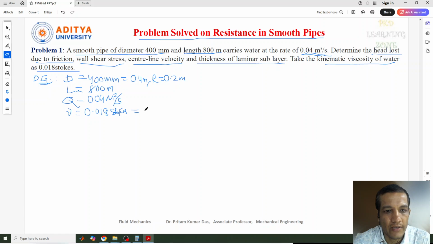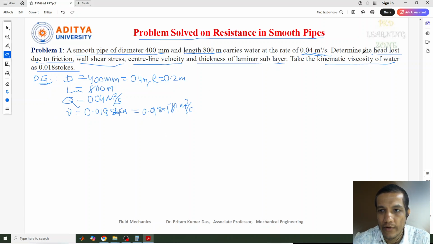So let's convert this one: 0.018, and that we can write 10 to the power minus 4 actually. We need to first convert into centimeter square, like this, stoke equal to centimeter square per second. The centimeter square will be again minus 4 will come. So this one we can write meter square per second.